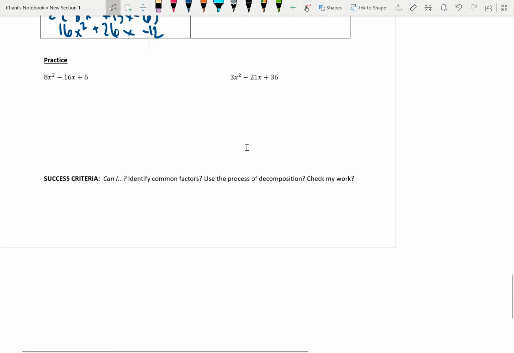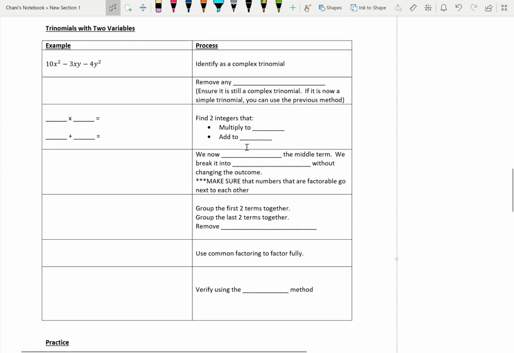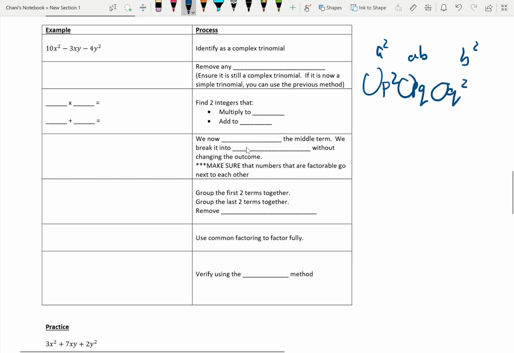Okay, now let's go back and do trinomials with 2 variables. So in this case, we have an x squared, an xy, and a y squared. You could have an a squared, an ab, and then a b squared, or it could be a p squared and a pq and a q squared with numbers in front. So that's the type of question this is getting at.